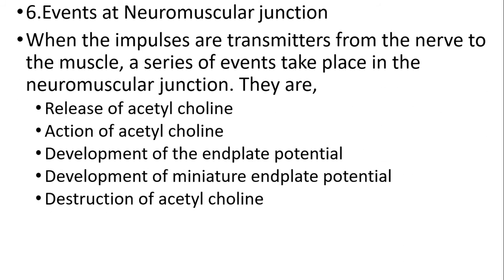Events at a neuromuscular junction. When the impulse is transmitted from the nerve to the muscle, a series of events takes place in the neuromuscular junction. The five events are: first one is release of acetylcholine, action of acetylcholine, development of end plate potential, development of miniature end plate potential, and destruction of acetylcholine.